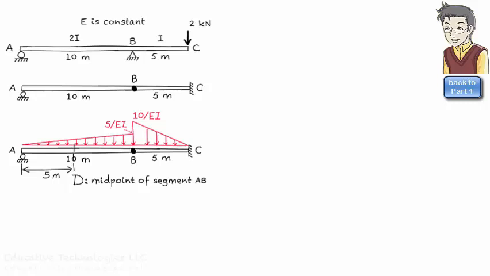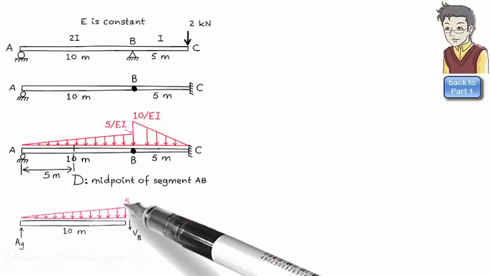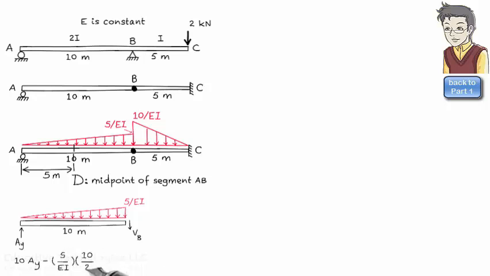Let's start by partially analyzing the beam. I say partially because we really do not need to determine the reactions at C or the internal shear at B in order to calculate bending moment at D. All we need is the reaction at A. AY equals 25 over 3 EI.